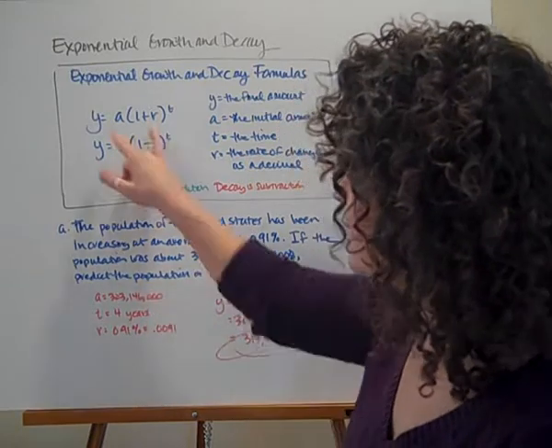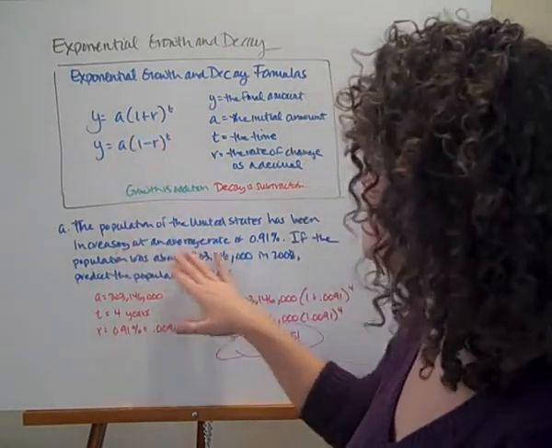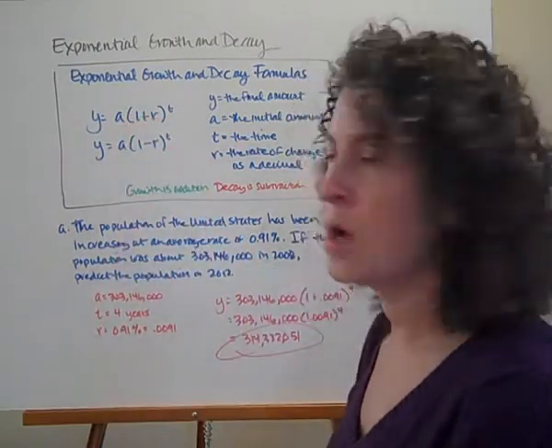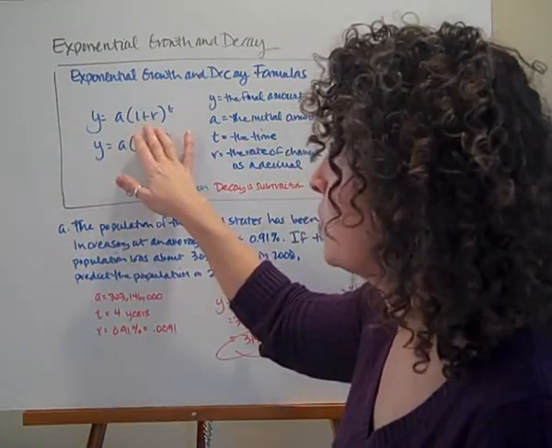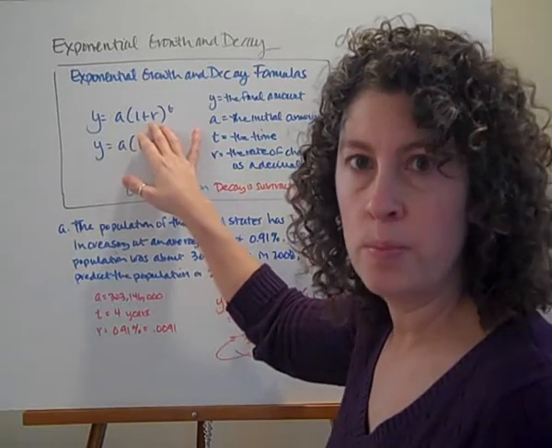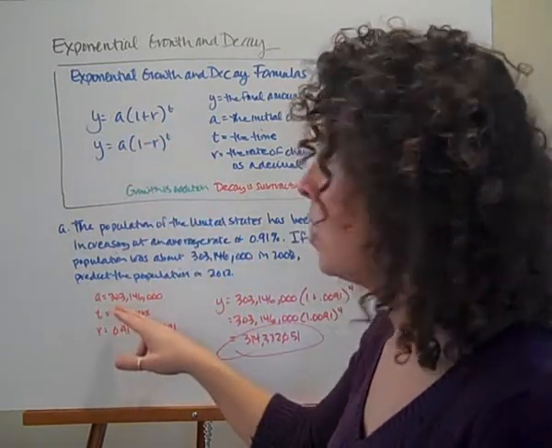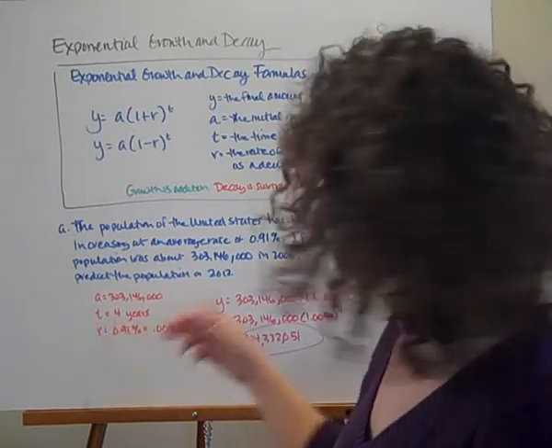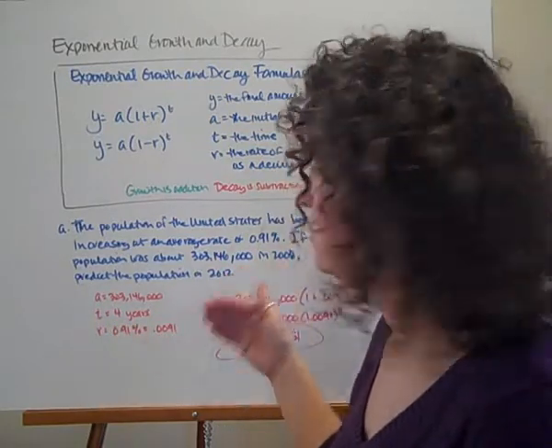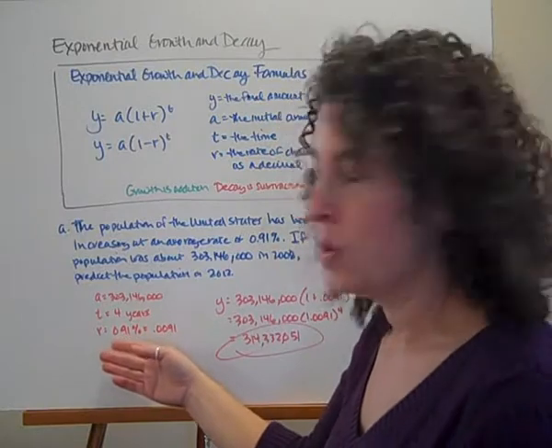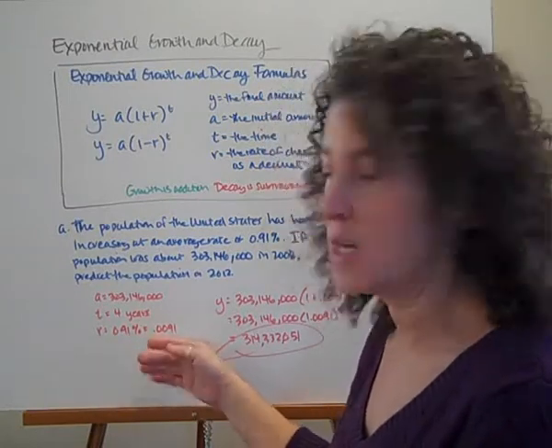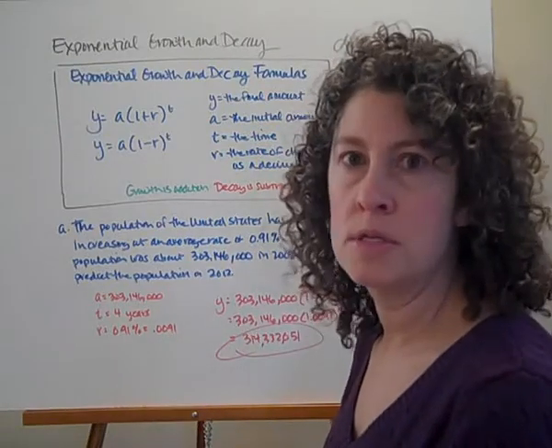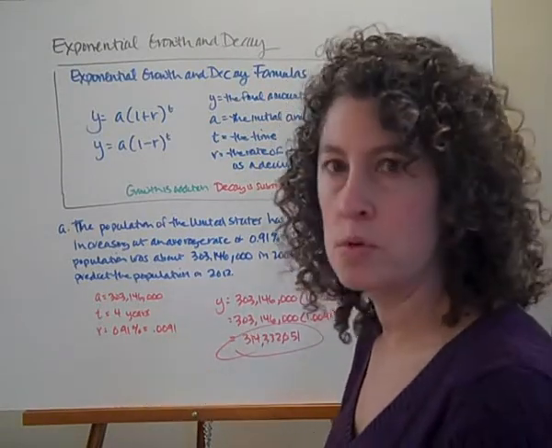So we're going to pull out the different pieces that we need for our formula here. Since we're talking about a population that's increasing, we'll use our growth formula. So we'll use this first formula. Again, the only difference is that it has plus in the middle. A, our initial amount, is our 303 million amount. T, we're going to do a time of 4 years to get from 2008 to 2012. And our rate is that 91/100%, but we want to write that as a decimal, so we're going to move that decimal place over 2 places to the left, and we'll call that 0.0091. That's what we use in our formula.